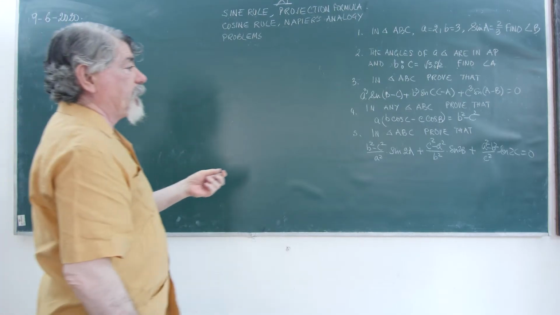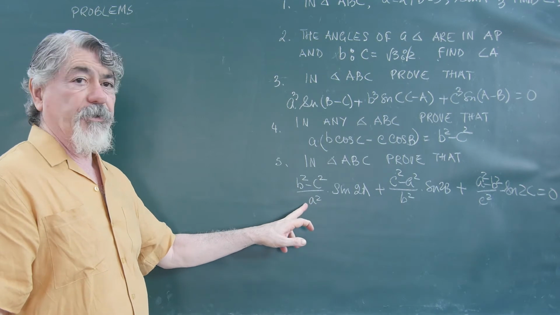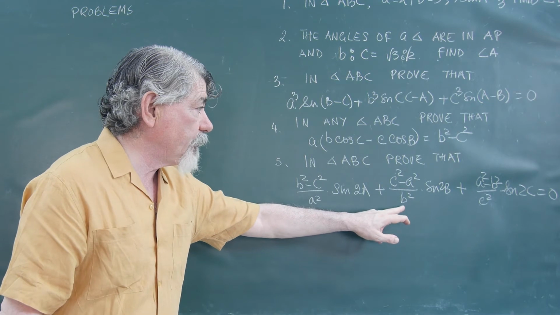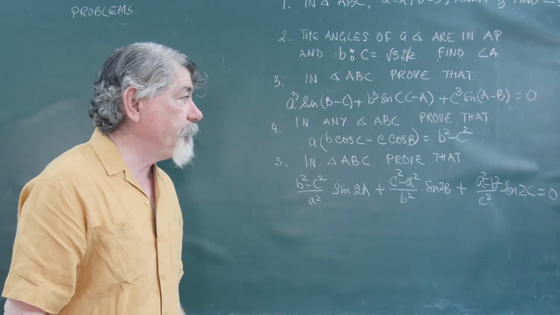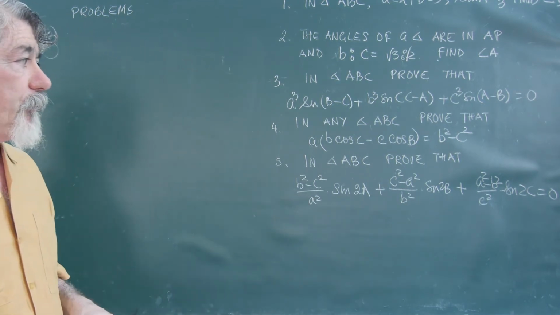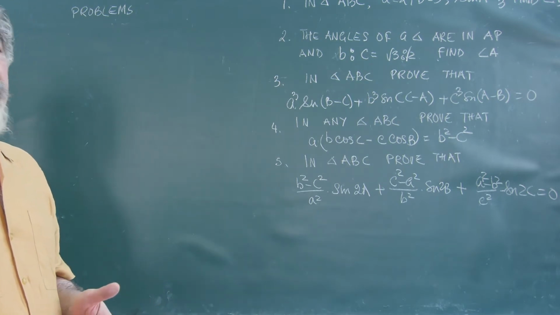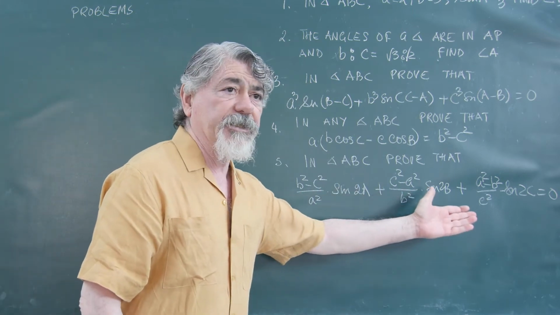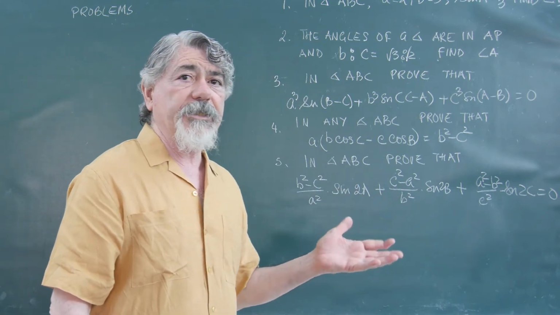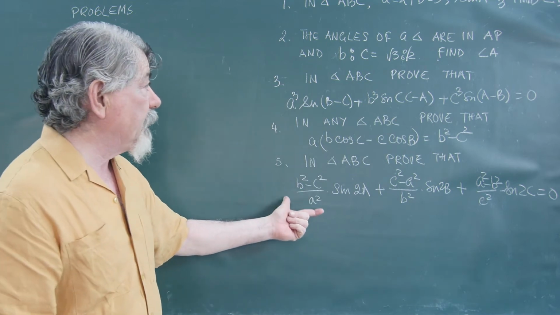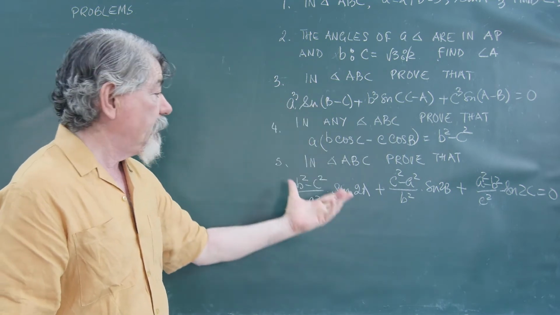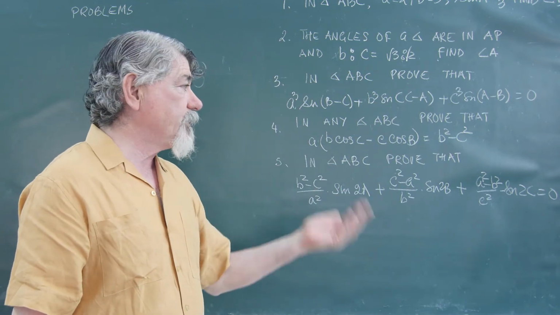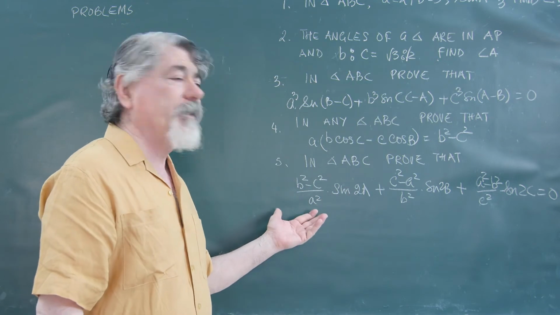In the 5th question, I have b square minus c square upon a square into sine 2A, plus c square minus a square upon b square into sine 2B, plus a square minus b square upon c square into sine 2C, is equal to 0. If you look at this, again the 3 terms are similar to each other. So I'm not going to solve all 3 terms together, but like I did in the 3rd question, I'll solve the first term and then write the result of the 2nd and 3rd components on the basis of the first.